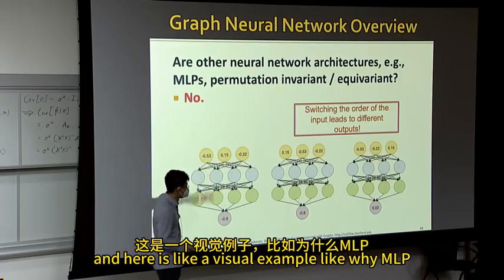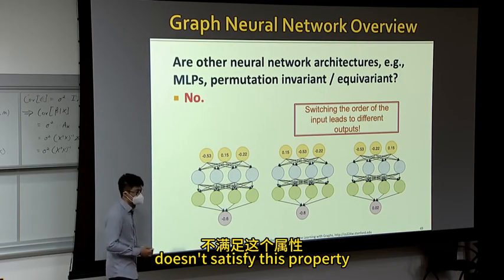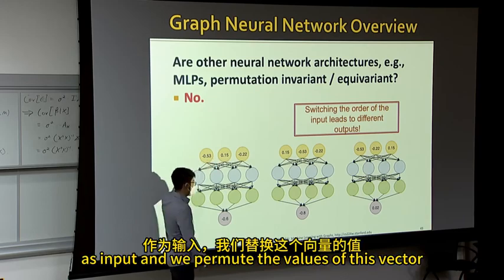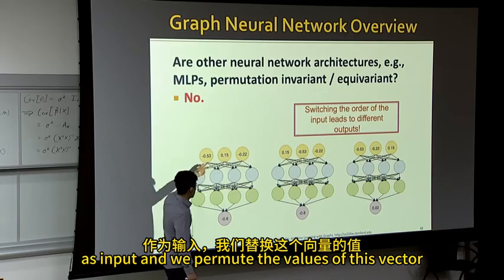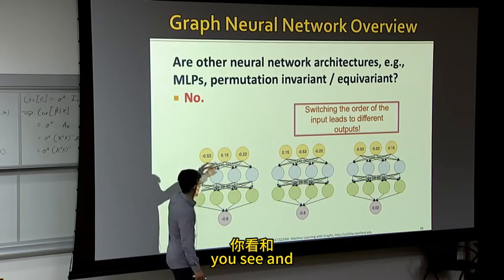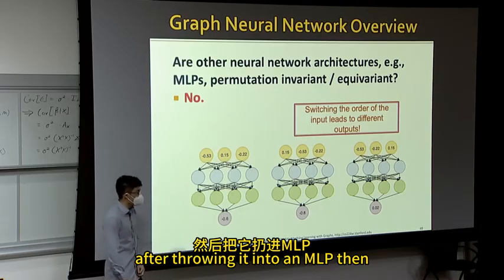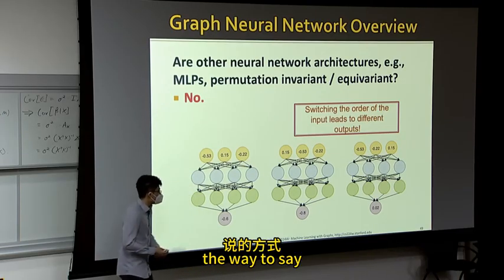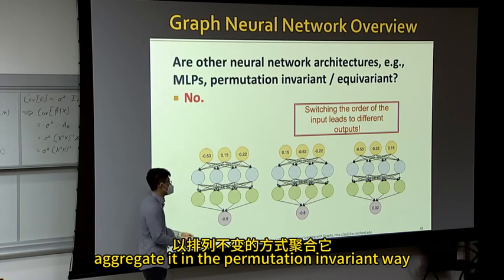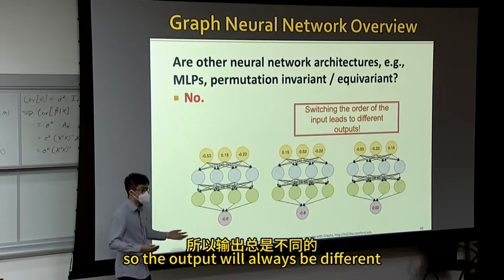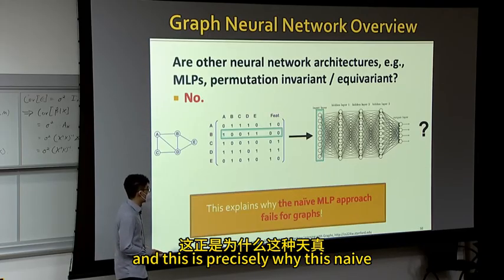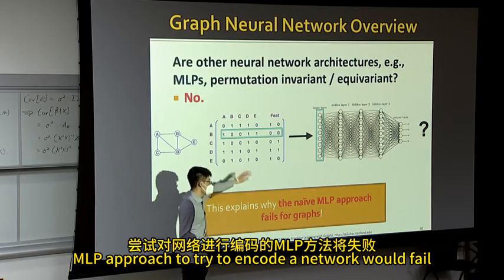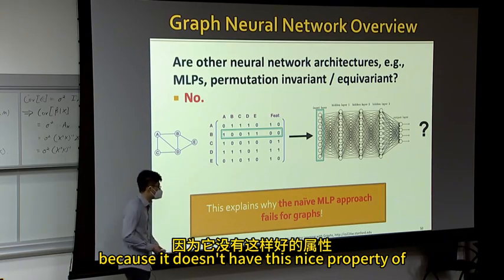And here's a visual example of why an MLP doesn't satisfy this property. So suppose we have an MLP, and we have this vector as input, and we permute the values of this vector. After throwing it into an MLP, it's clear that the output will be different, because it doesn't really have a way to aggregate in a permutation invariant way. So the output will always be different. And this is precisely why this naive MLP approach to encode a network would fail, because it doesn't have this nice property of permutation invariance.